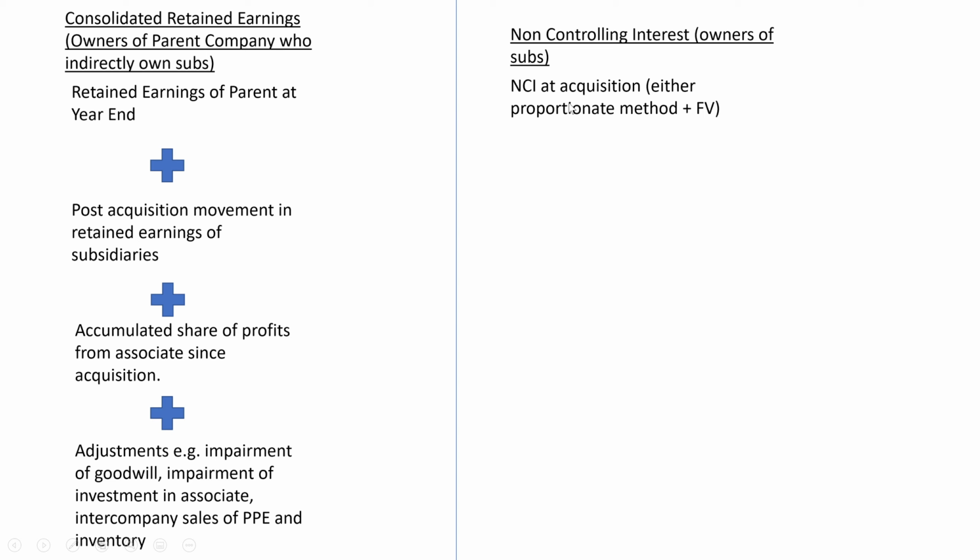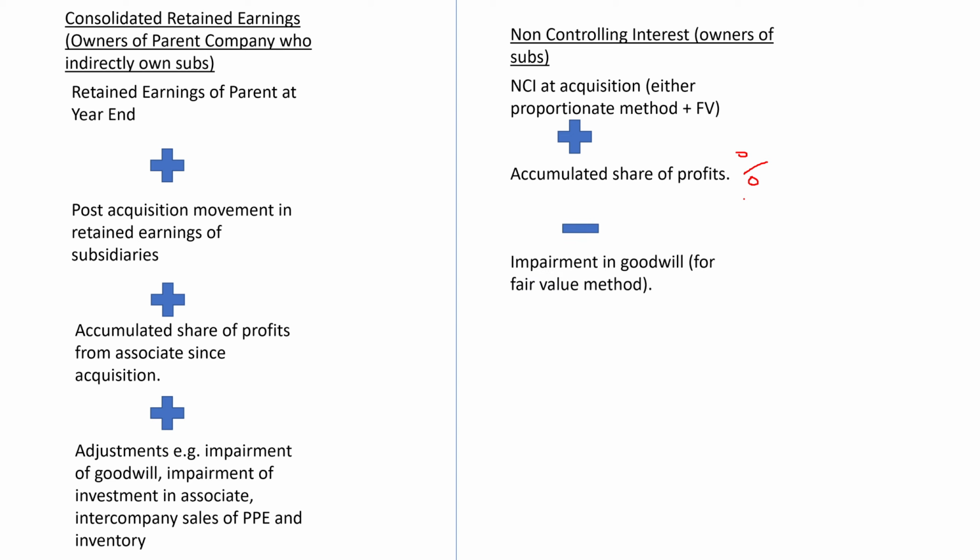From a non-controlling interest perspective, firstly you calculate the NCI at acquisition, and that's either using the proportionate method or the fair value method. You then add in accumulated share of profits, and that's based on the percentage ownership. So if the NCI has 20% of share capital, it has 20% of interest, so it's going to receive 20% of the relevant profits arising from the subsidiaries. We're going to look at the statement of profit and loss in a later video.